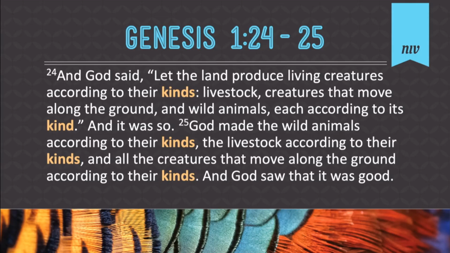that move along the ground, and wild animals, each according to its kind. And it was so. God made the wild animals according to their kinds, the livestock according to their kinds, and all the creatures that move along the ground according to their kinds. And God saw that it was good." That was a lot of times that God said the word kinds.